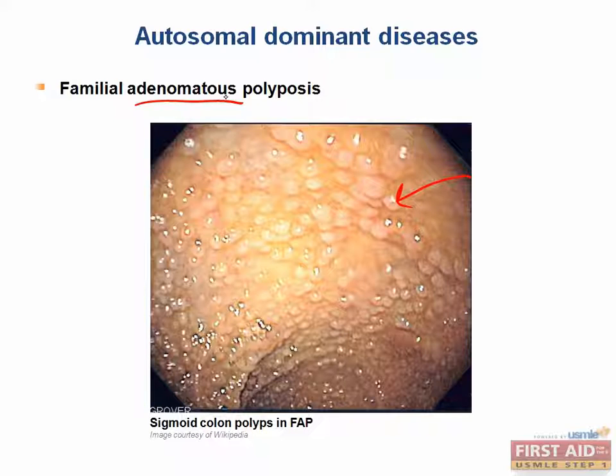This occurs after puberty, which is common with many autosomal dominant diseases, and they almost always progress to colon cancer by age 40, if they're not resected. This disease is caused by a deletion or mutation in the APC gene, which is on chromosome 5, which you can remember because there are 5 letters in the word polyp.